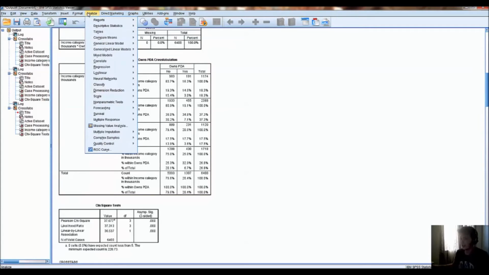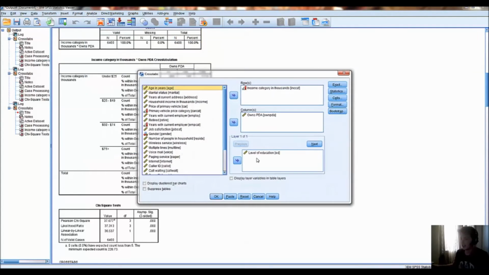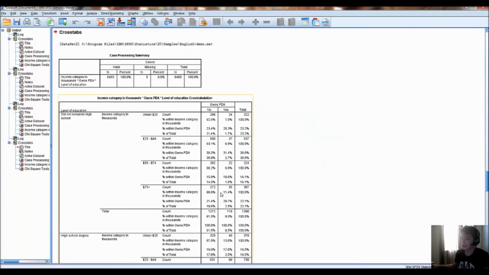But to add another layer to this calculation, we can go back to crosstabs and add the level of education in this example, and this will cross-tabulate the variable of level of education with the fact that they own a PDA and the income that they earn per year. So clicking OK, SPSS will calculate this.